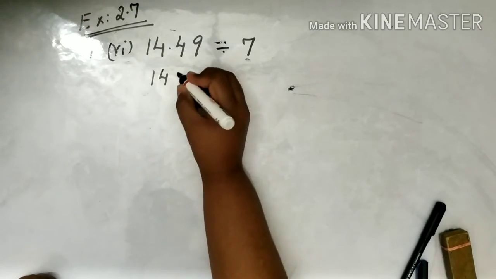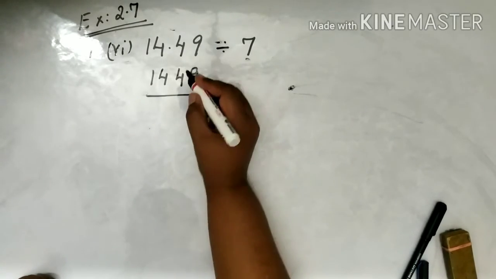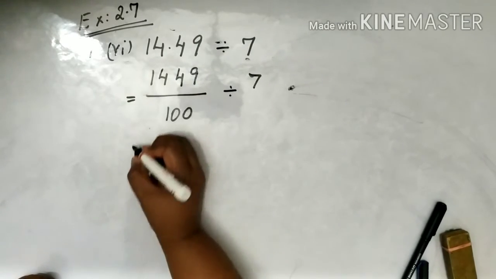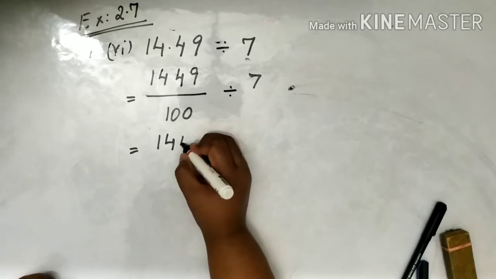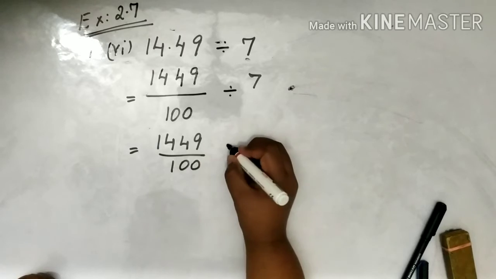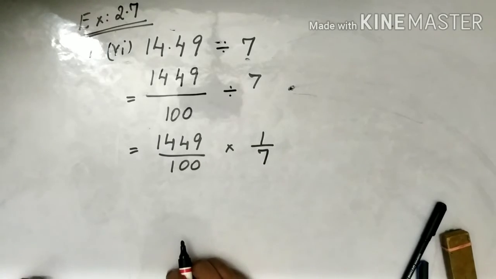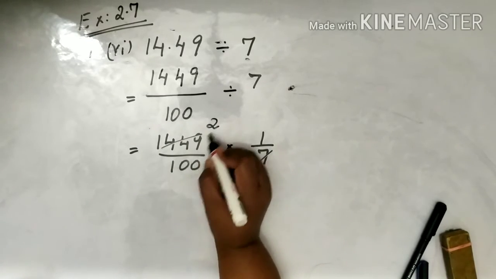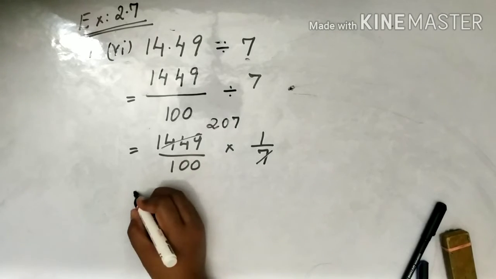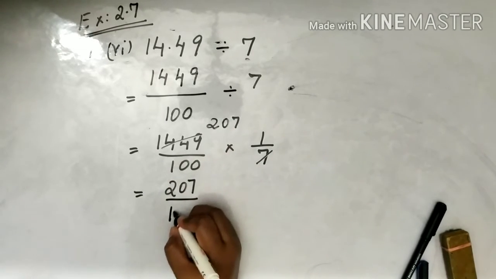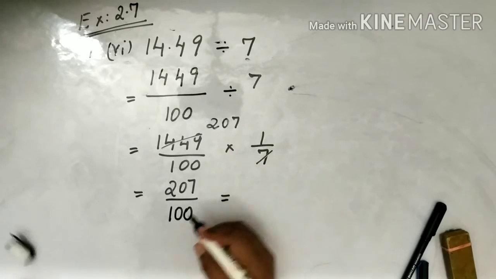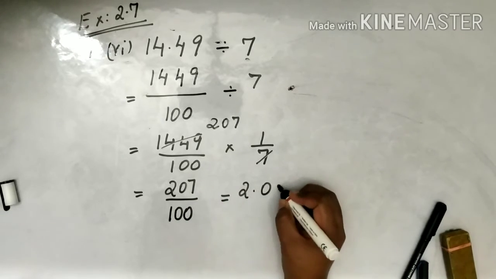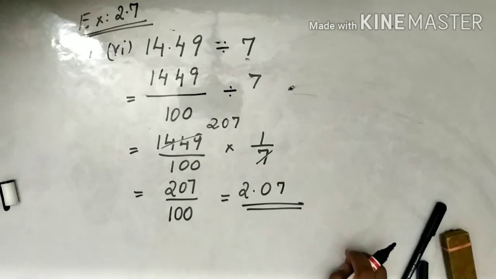So 14.49 can be written as 1449 divided by 100 divided by 7. Next step, we can write this as 1449 by 100 into 1 by 7. And then we can solve this. 7 2s are 14, 0, 7. Answer is equal to 207 divided by 100. Again, this can be written with the point moving, so it will come as 2.07.